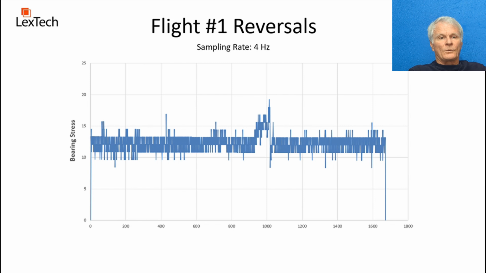So here's flight number 1. Now these are reversals. Reversals are when we have a minimum and a maximum. They're not necessarily cycles, they're peaks and valleys. So when the load direction reverses, you take that sampling rate of 4 hertz and find your peaks and your valleys, and these are plotted here.